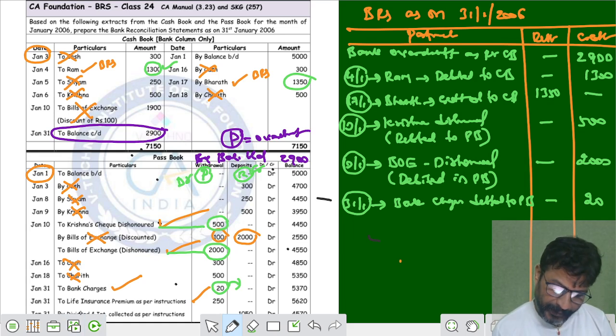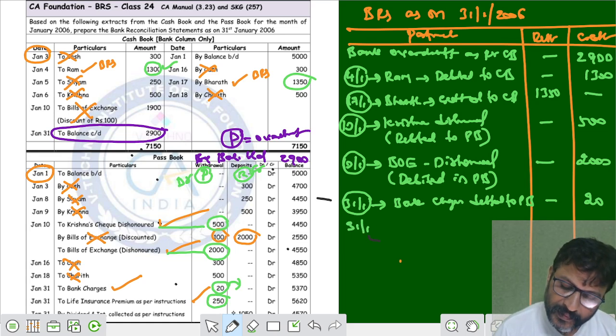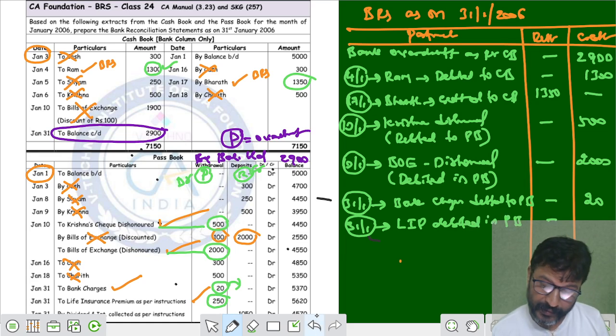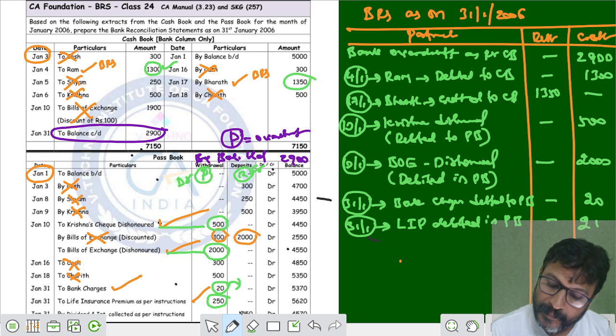Life insurance premium, as per the instruction, is in the debit side of the passbook. So we have to take it on the credit side. The date is 31st January. Life insurance premium debited in the passbook. Where should I take it? We have to take it on the credit side. It is of rupees 250.